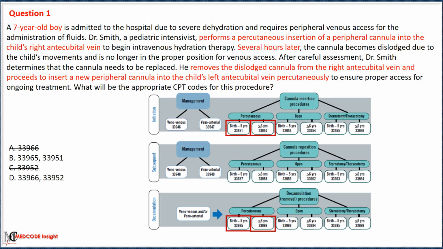Since the procedure was performed on a 7-year-old boy, the correct option is option D, with code 33965 used for the removal and code 33952 used for the insertion of the peripheral cannula performed percutaneously for the patient 6 years and older.